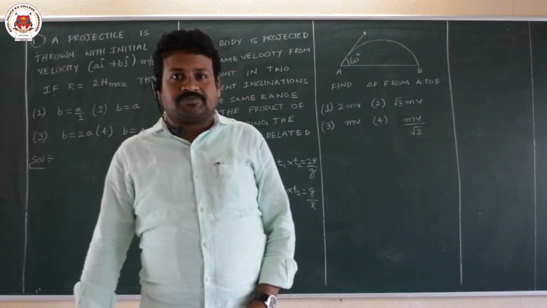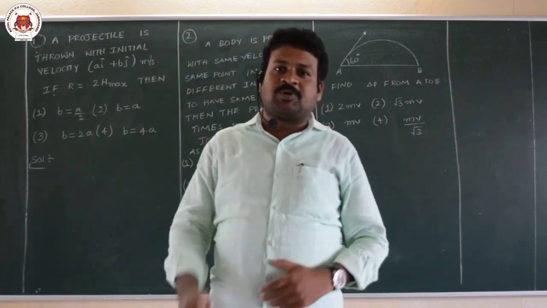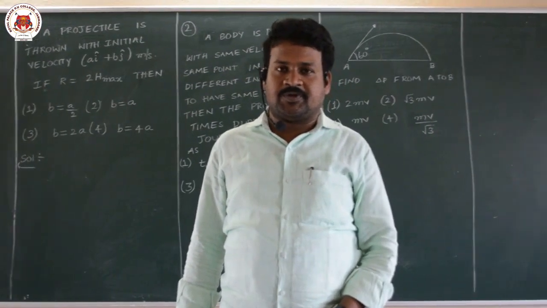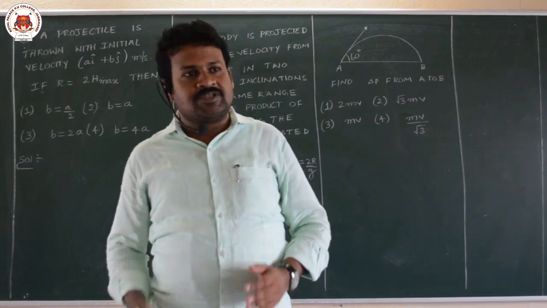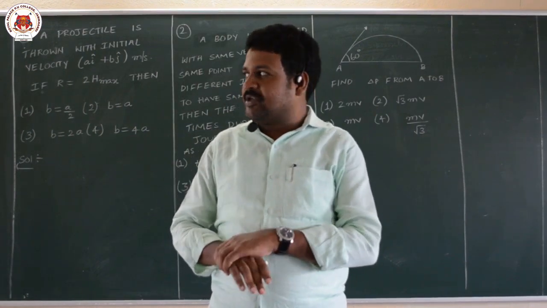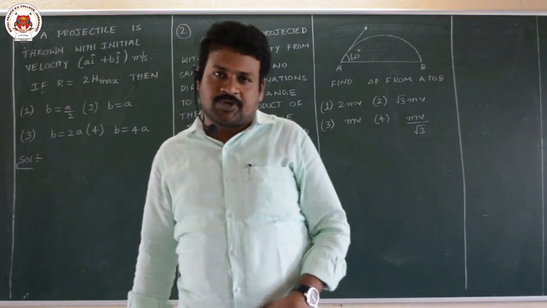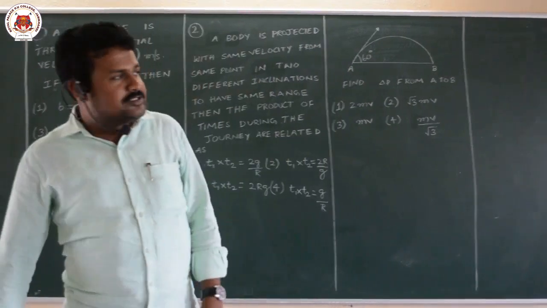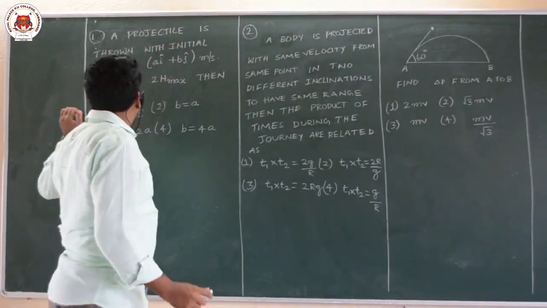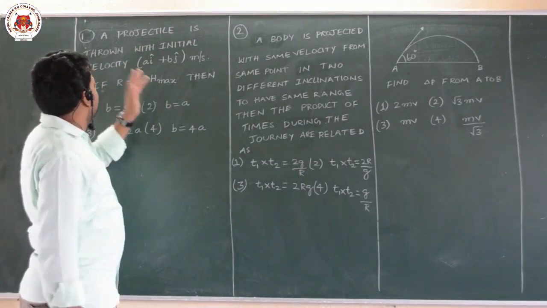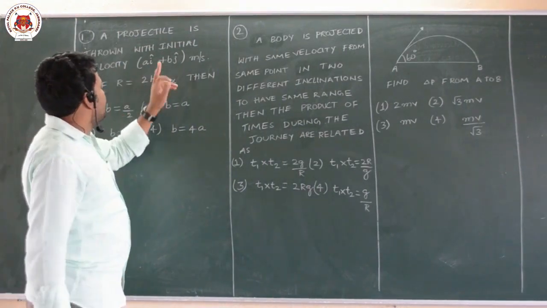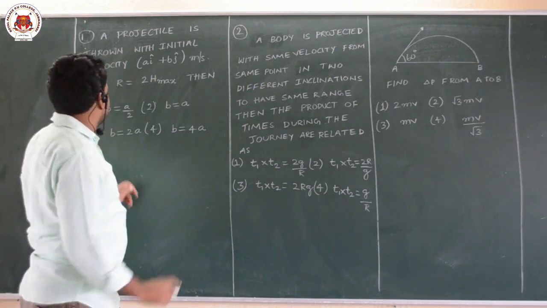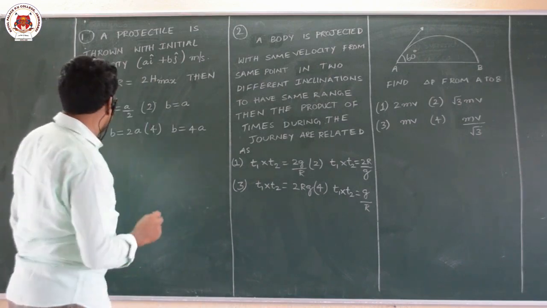In this video, I am going to discuss some model problems on projectiles. Yesterday, in the last video, we covered the synopsis regarding projectile motion. In this video, we will discuss some model problems and how to apply those formulas. See here, this is the first question which I have taken. A projectile is thrown with an initial velocity ai plus bj. If range is equal to 2 times the maximum height, then find the relationship between b and a.